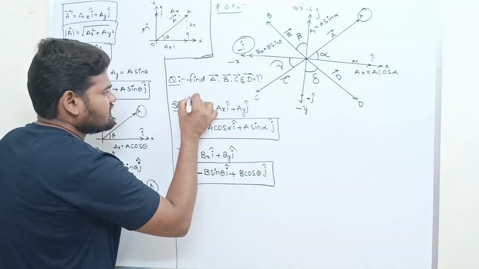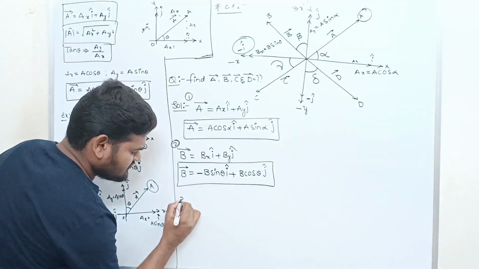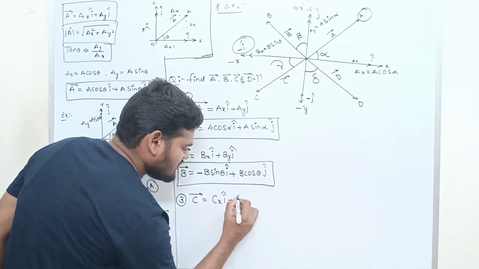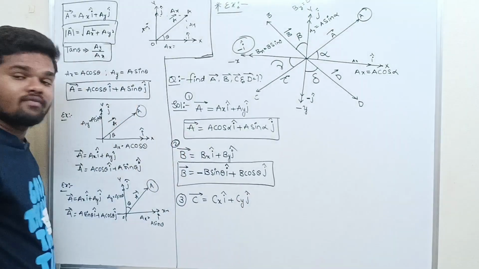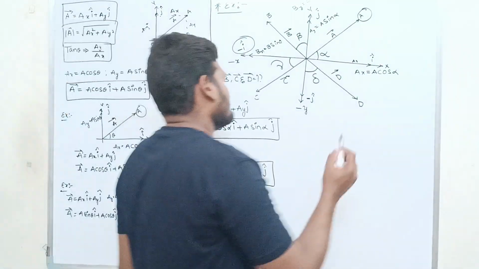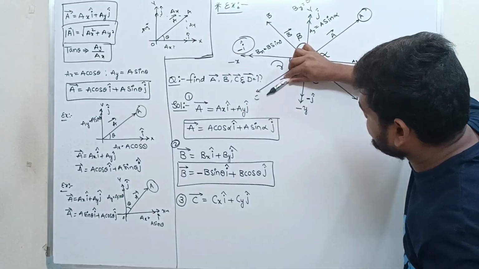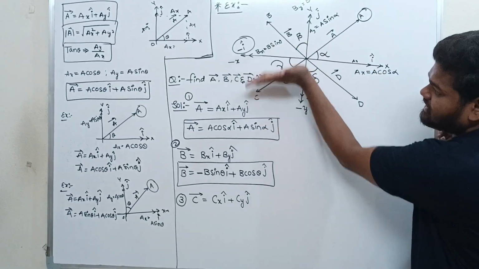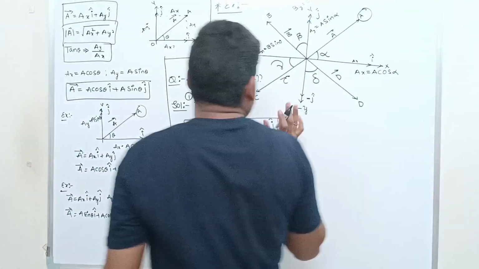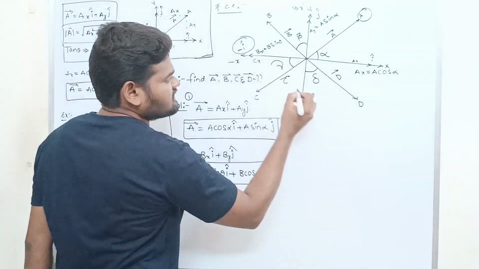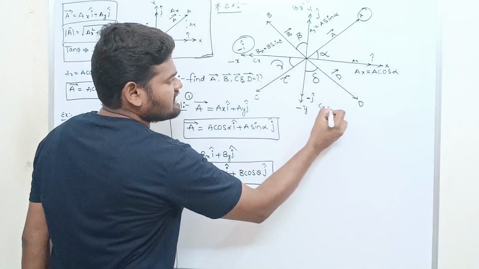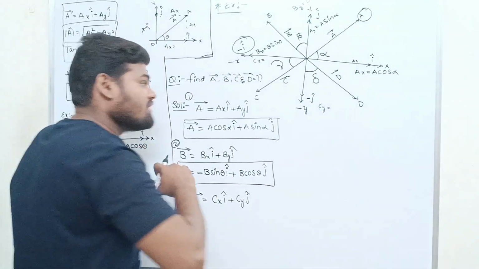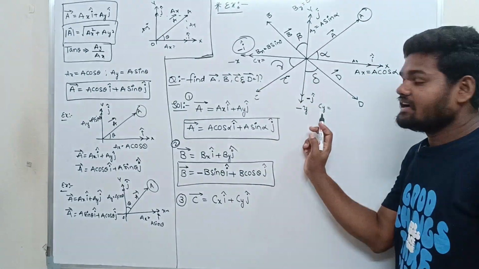Right. Let us find out. This is the first one, this is the second one, and the third one, the C bar vector. What is C bar? C bar is equal to Cx I cap plus Cy j cap. Have a look. Where is the C bar vector? Now this C bar vector is making an angle gamma with the negative x-axis. Now what we have to do? We have to find the components Cx along the x-axis and Cy along the y-axis. Cx is equal to how much and Cy is equal to how much, we have to find.